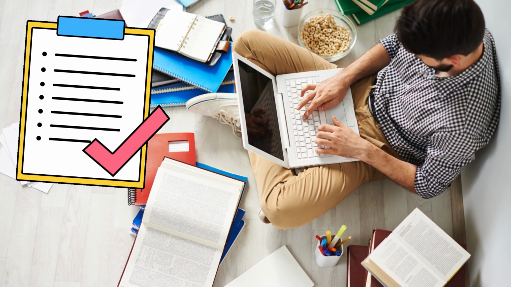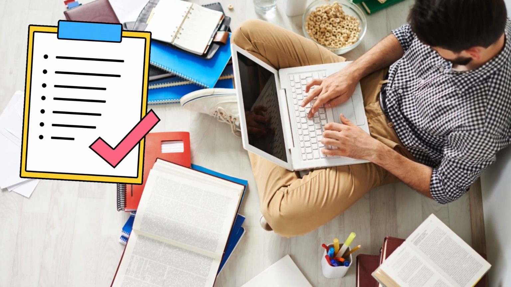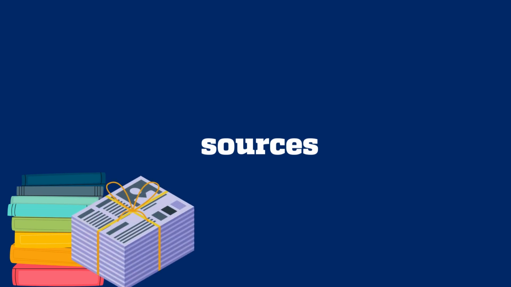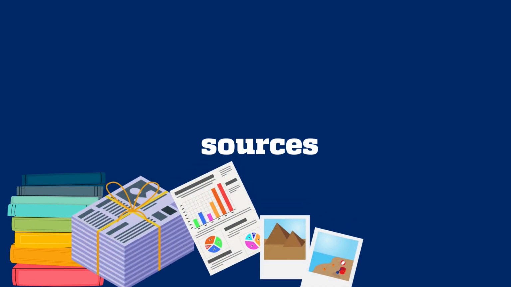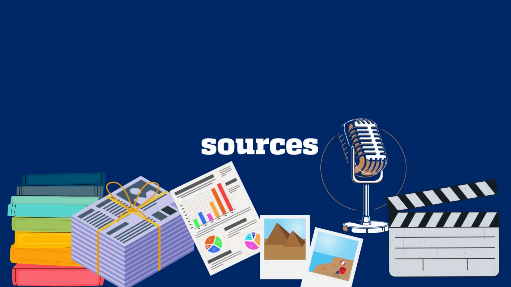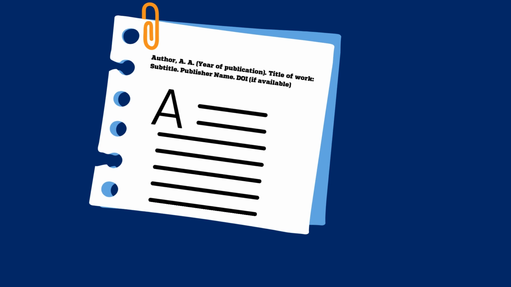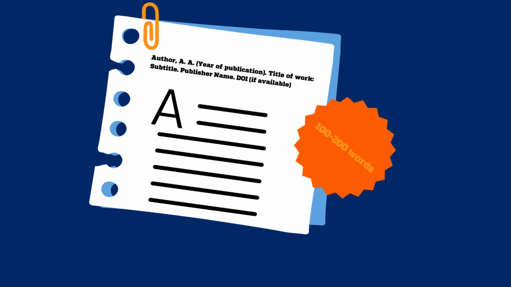An annotated bibliography is an organized list of sources of information about your research topic with annotations. Sources can be books, newspaper articles, journal articles, images, podcasts, or even movies. So how does an annotated bibliography differ from a regular bibliography? Each reference is followed by a paragraph-length annotation, usually 100 to 200 words in length.